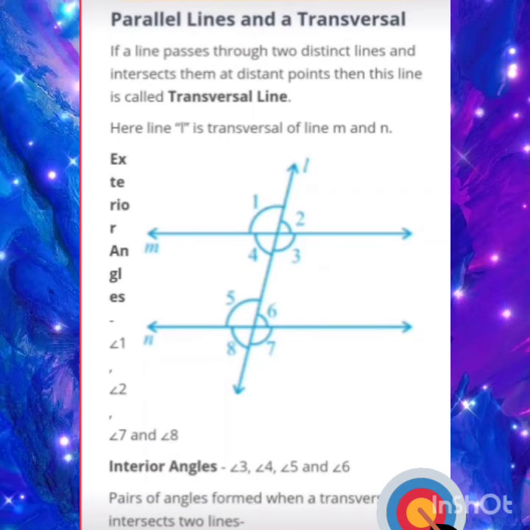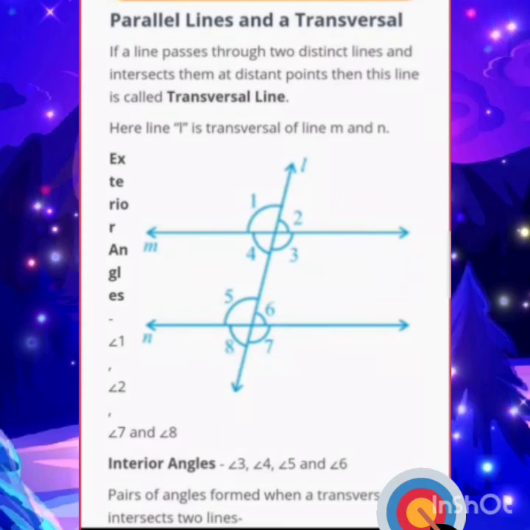Now let's see alternate interior angles. My dear student, before that I will explain alternate interior angles. As I have told you, alternate interior angles lie on opposite sides of a transversal. Here one pair is angle 4 and angle 6, another pair is angle 3 and angle 5. They are alternate interior angles and their measurements must be equal.